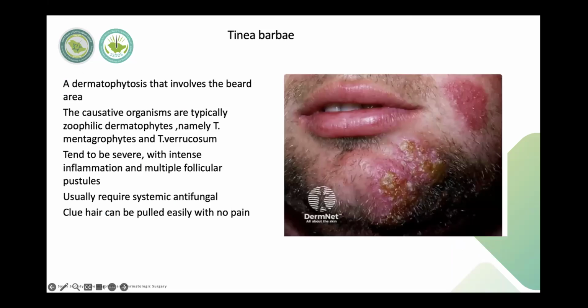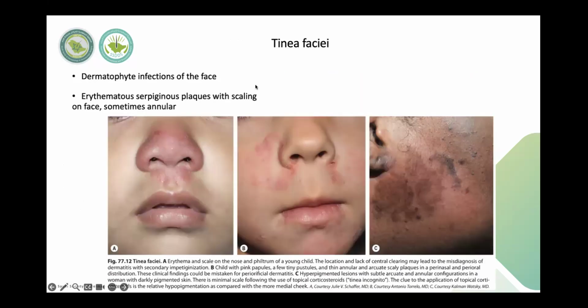Tinea barbae is just infection of tinea in the beard. Usually it's very inflammatory because it's caused by a zoophilic dermatophyte. And a very characteristic sign here is you actually can remove the hair easily without pain at this site. Tinea faciei, again, is tinea infection usually over the face. You will see the annular pattern.